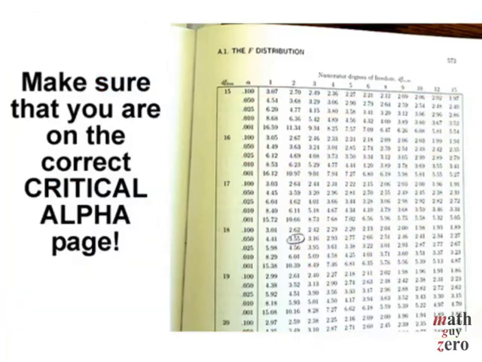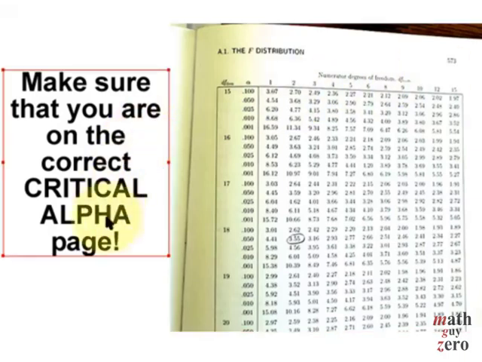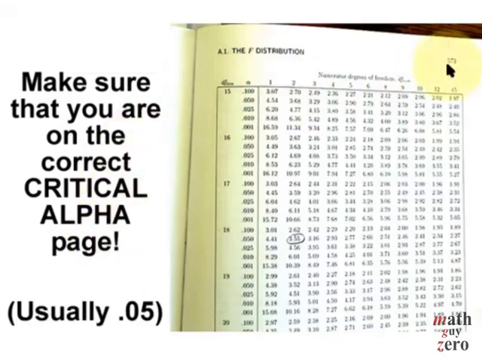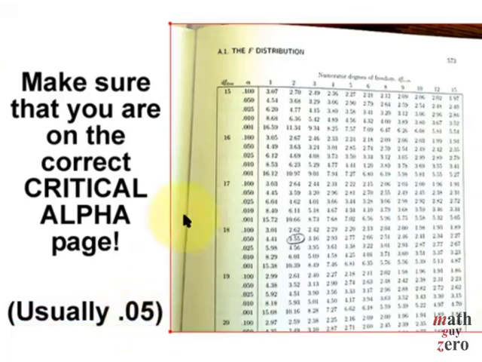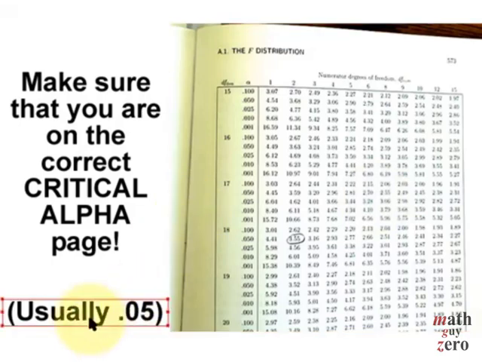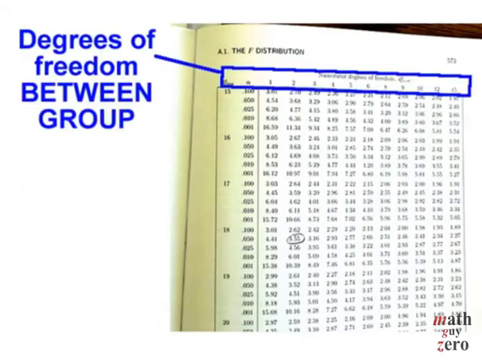All right. So the first part is make sure you're in the right critical alpha page. Usually it's 0.05 unless somebody cuts it down to 0.01, et cetera. And this book right here is from the Keppel book. He's got one for 10%, 5%, 1%, 0.1%, et cetera. So make sure that you're using the correct critical alpha. Again, it's usually 0.05.